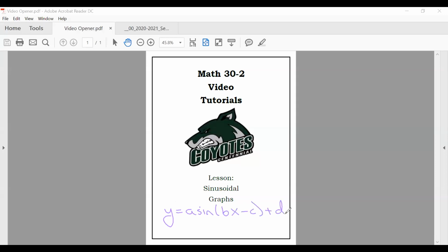Looks like that. Your job today is that I'm going to give you the graph and you have to make this equation. What I'm really looking for you to do is to say, okay, what does A do to my graph? What does B do to my graph? What does C do? What does D do? We're going to find out that C isn't that important in 30-2. It's actually really complicated. It's more of something we do in 30-1. So get your calculators ready. Let's take a look at this lesson.